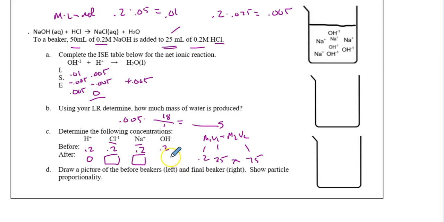Let's do the hydroxide one. Hydroxide would be easy enough, just take this concentration and divide by the new volume. 0.005 divided by the new volume, 0.075, and I'm assuming you can do that concentration math.